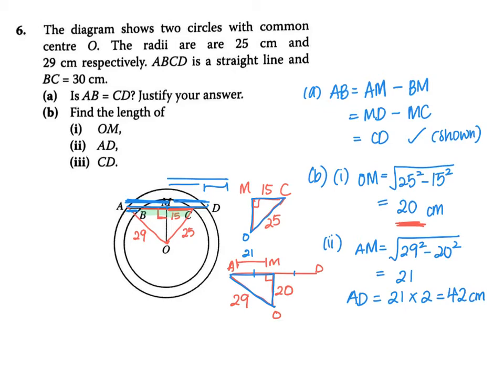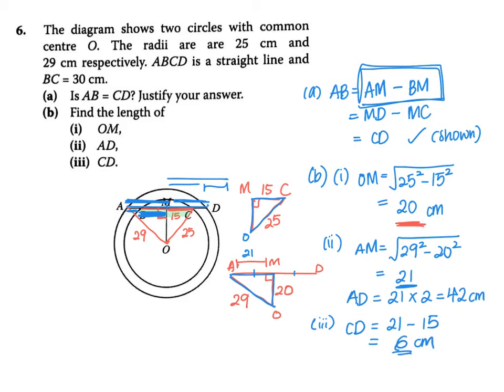Next, let's find out what is CD. Oh, we know that CD is made up of AM minus BM in part A. So CD is now AM, which is 21 cm, minus BM, which is the smaller portion over here, it's also 15 cm. And hence I get the answer CD to be 6 cm. Have you gotten the answer?